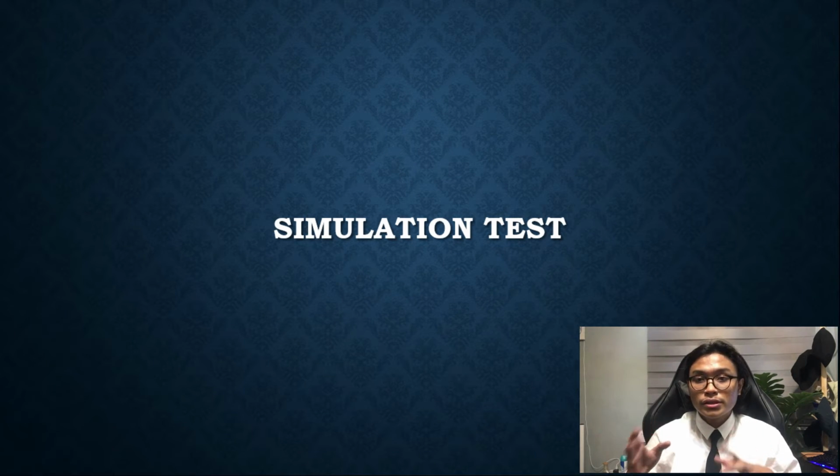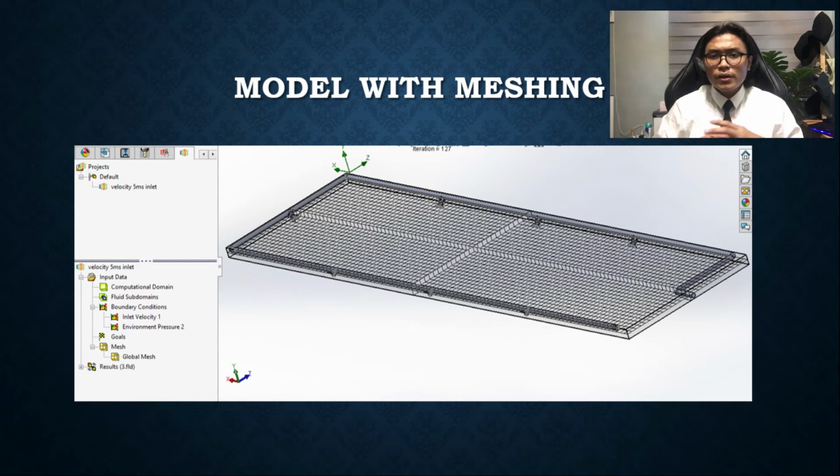There are 2 simulation tests, and in each simulation test there will be another 3 simulation tests for different velocity values. The first simulation test is on the first water inlet, and the second is on the second water inlet of the model design, and each simulation test starts with the first value, which is 0.5 meters per second, and then 2 meters per second, and lastly 5 meters per second. Before I got the result of the flow simulation, I built a model with meshing first to get a good result when analyzing the flow simulation.